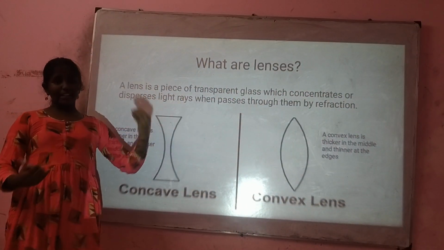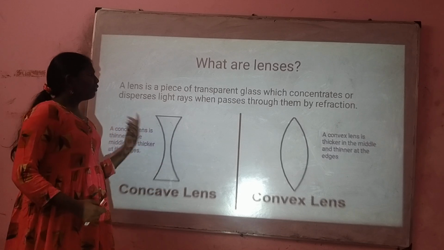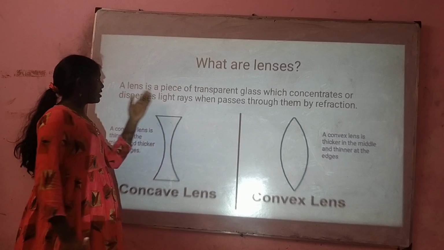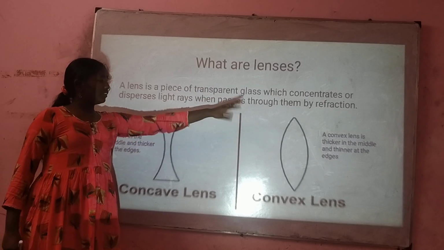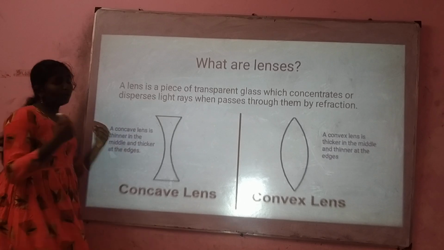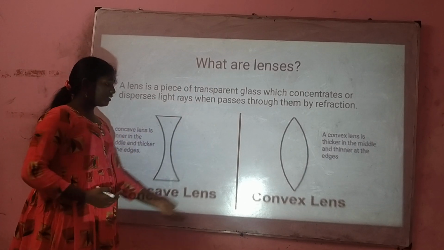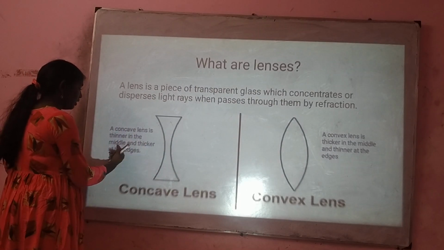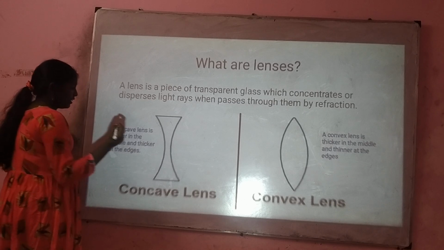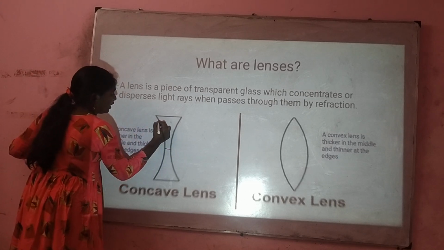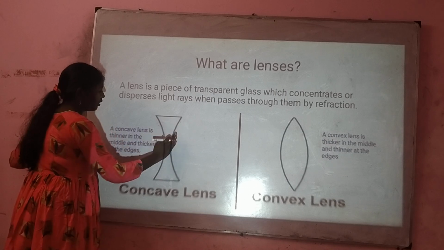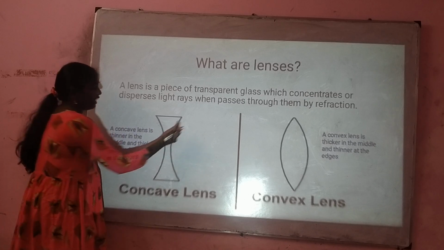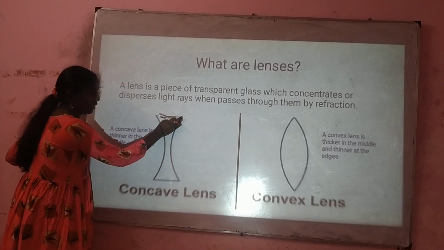What are lenses? The main topic of this seminar is lenses. A lens is a piece of transparent glass which concentrates or disperses light rays when they pass through it by refraction. There are two types of lenses, concave lenses and convex lenses. A concave lens is thinner in the middle and thicker at the edges. So we can see it's very thin in the middle and thick at the edges. We can also recognize a concave lens by the way it's caved in. It's a bit caved in, so we can understand it's a concave lens.